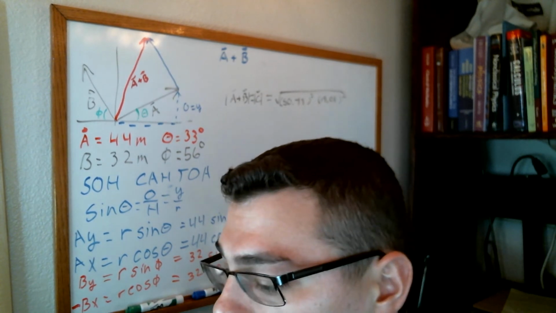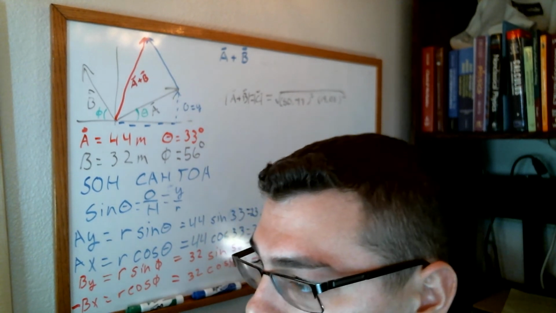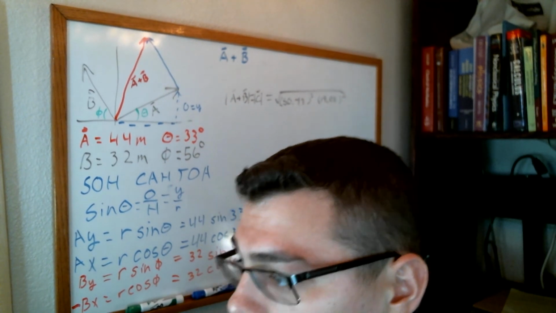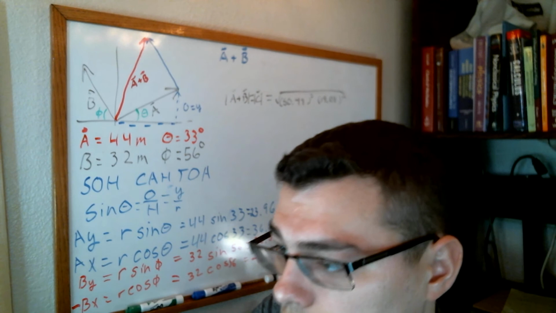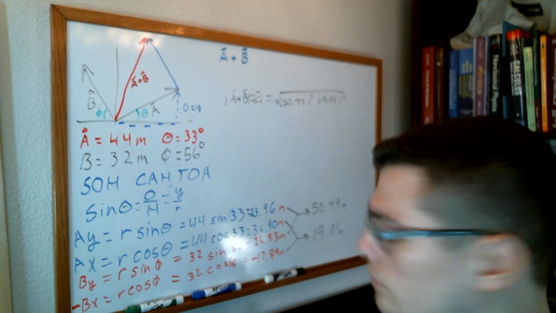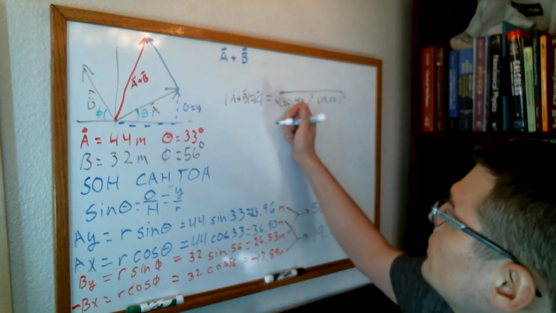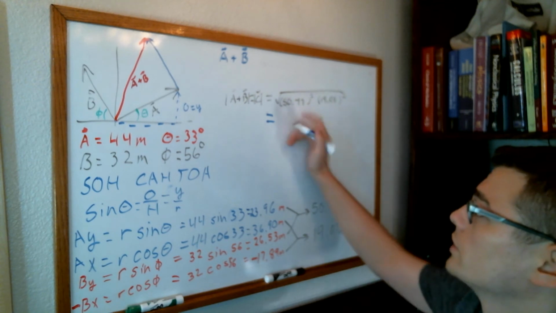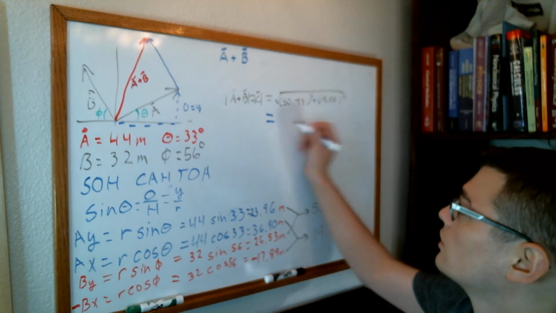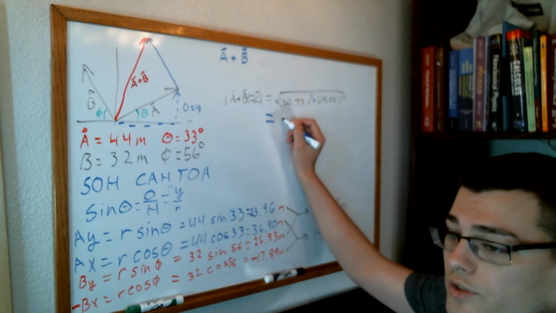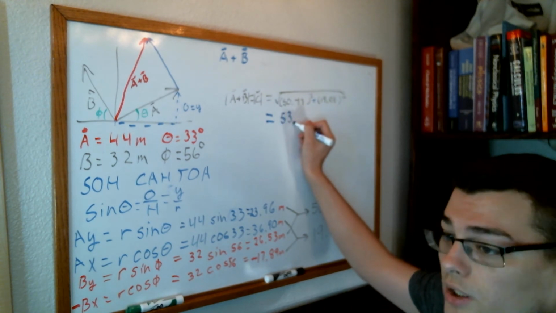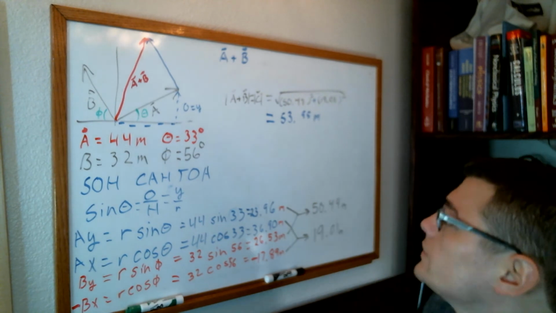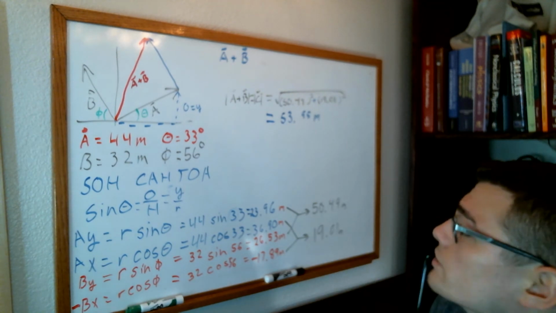Okay, so 50.49 squared and 19.01 squared. So the resulting vector here is going to end up being, and I went ahead and plugged this entire formula into Wolfram, so no simplifying here, this is just the end of the question, 53.95 meters. And so that is the result of our vector here.